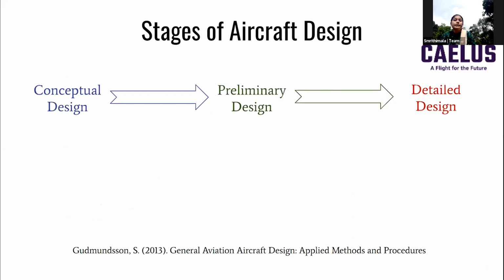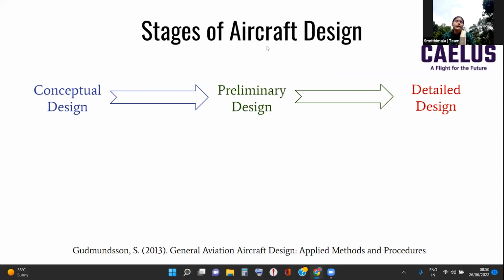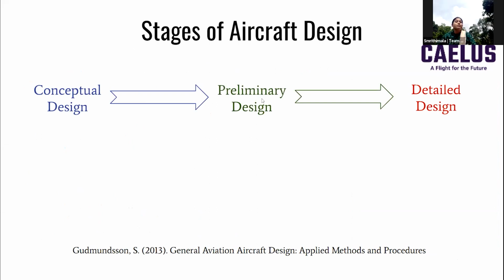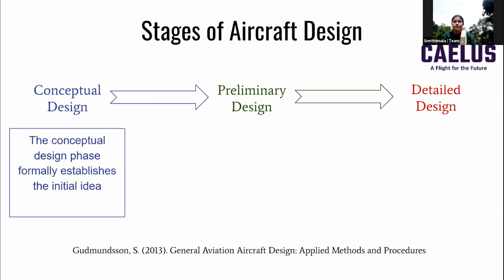So there are 3 stages in the design of a light sport aircraft: conceptual design, preliminary design and detailed design. Conceptual design is the first stage of aircraft design. In this stage, rough sketches are created with respect to the aircraft's configuration. The designers achieve a design that meets all the aircraft requirements. This phase formally establishes the initial idea.